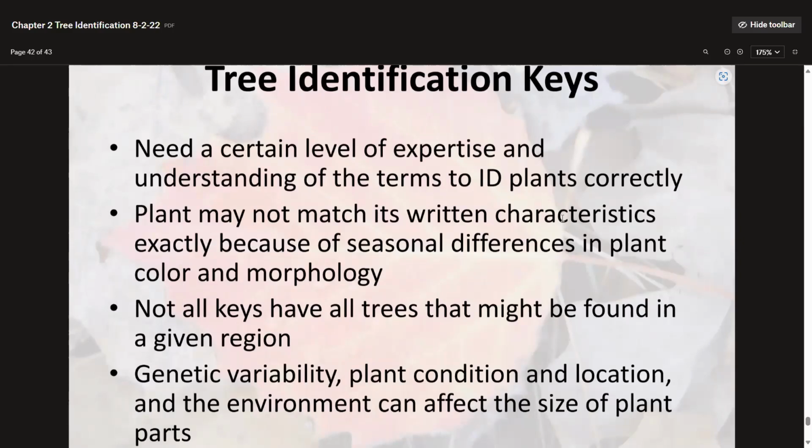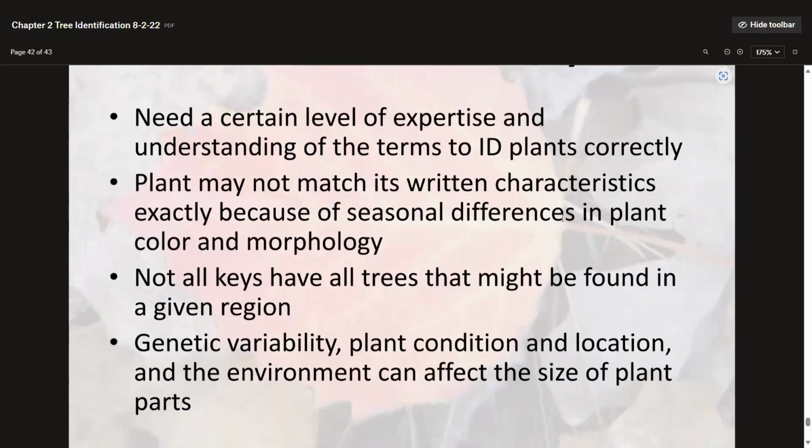Not all keys have all the trees that might be found in a given region. They may not have put them all in there. It's only as good as the information that somebody put into it. It's got genetic variability, plant condition, location, and the environment. All that can affect the size of the plant parts.